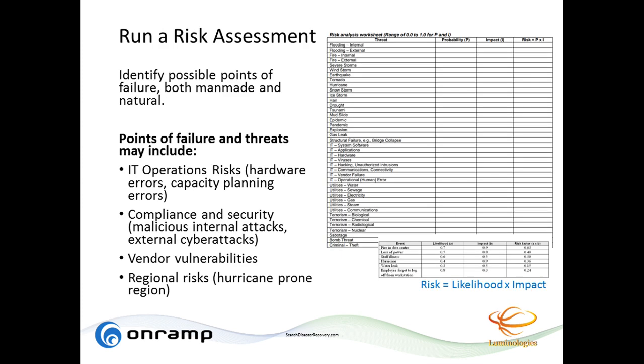The next step is to go through a risk assessment. We've talked about understanding the risk of your services being unavailable. This is really understanding what types of events could happen to your business. These could be IT operational risks: hardware errors, power failures, running out of capacity. It could be a compliance or security event. Someone's compromised your data, ransomware, denial of service, things like that.